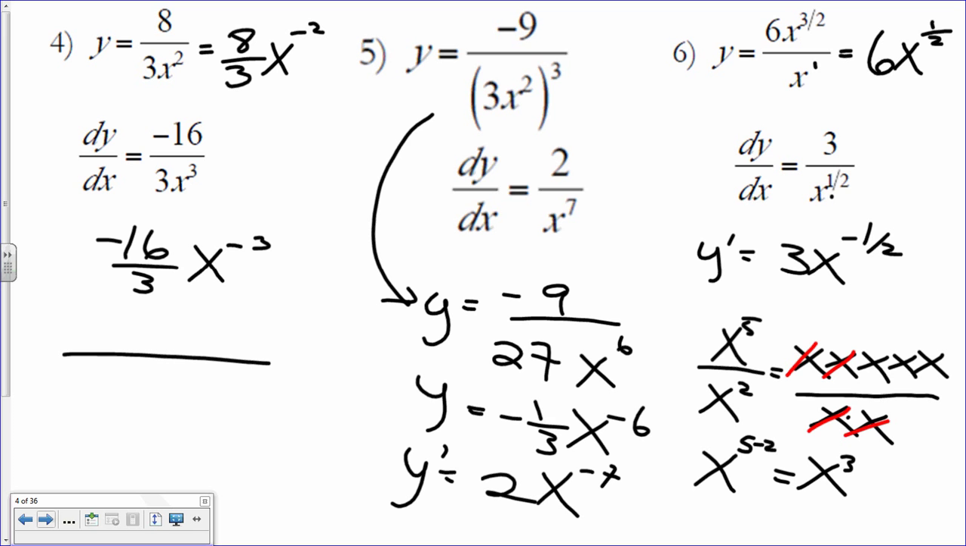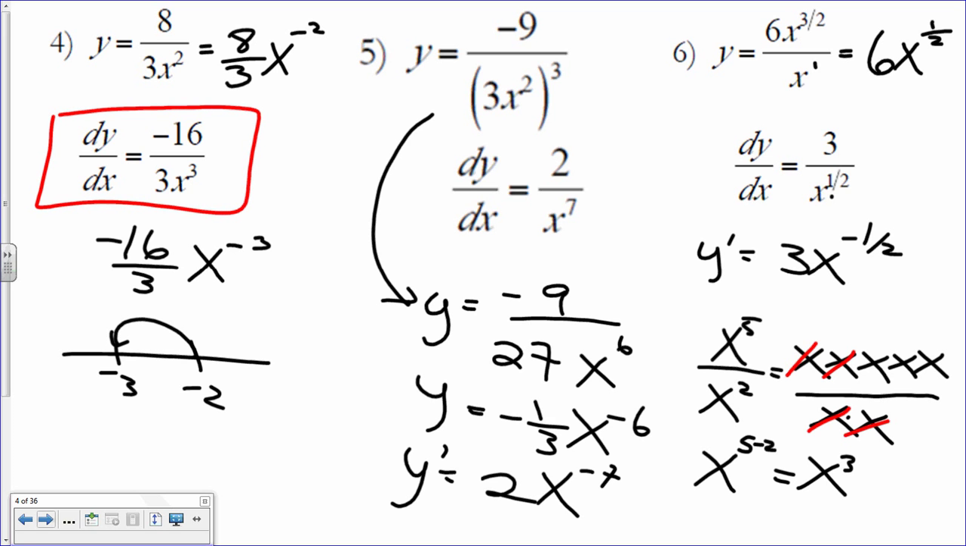And guys, when you subtract 1, you go to the left one on the number line. So I know that positive 2 minus 1 is 1, but negative 2 minus 1 is not negative 1. A lot of kids do that. It's negative 3. Okay? Subtracting 1, you go left one. So yeah, we get a final answer of negative 16 over 3x cubed.